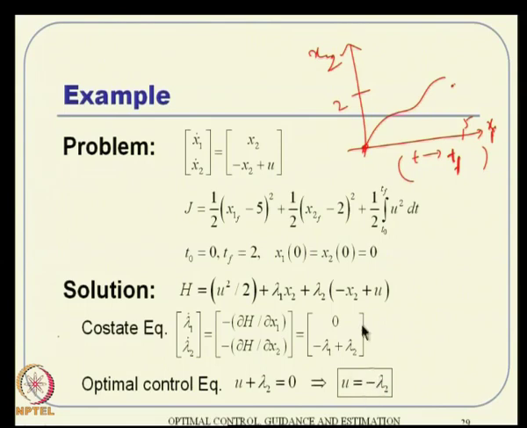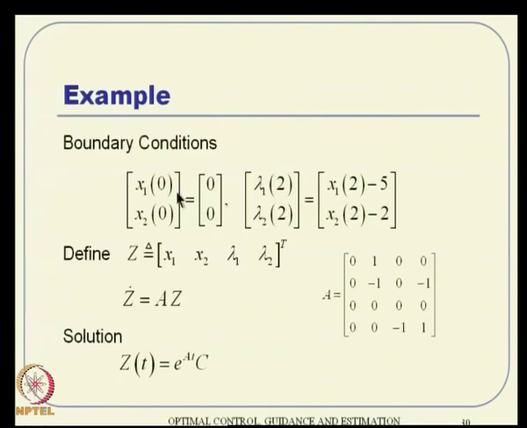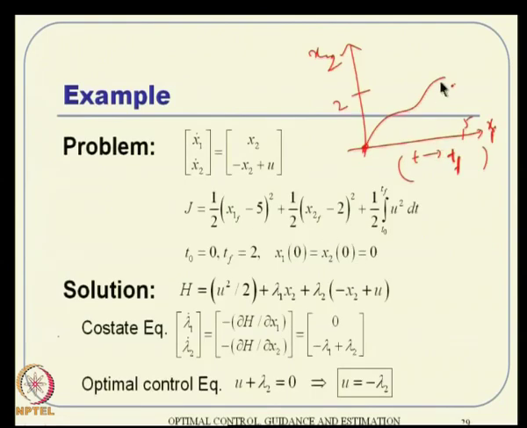Anyway, so u is nothing but minus lambda 2. So, I can substitute it here if I want to, minus x2 minus lambda 2, I can write actually. Okay. Anyway, so boundary conditions are like this: x1 of 0 and x2 of 0 are 0, 0. And lambda 1 of 2, because remember the xf is free in a way, right, it is only close to that value, but truly speaking, it is free.